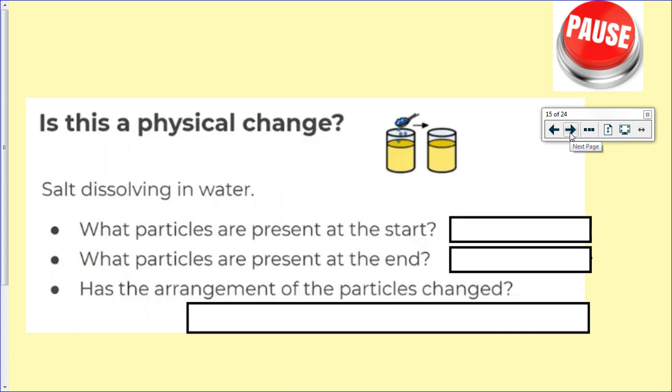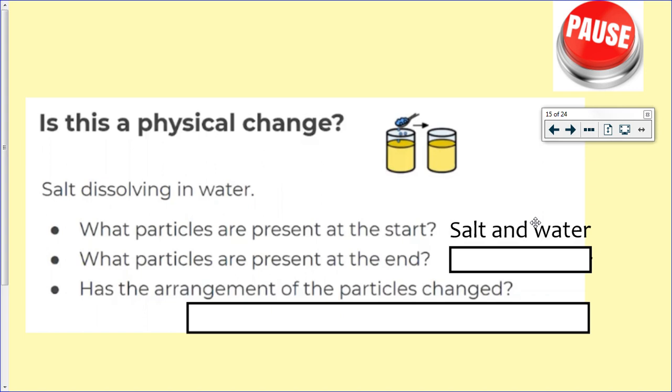Finally, here's another one just to quickly think about. This is quite a difficult one. So just have a quick think. So salt dissolving in water. So what particles are present at the start? So we have both salt and water, but separate.